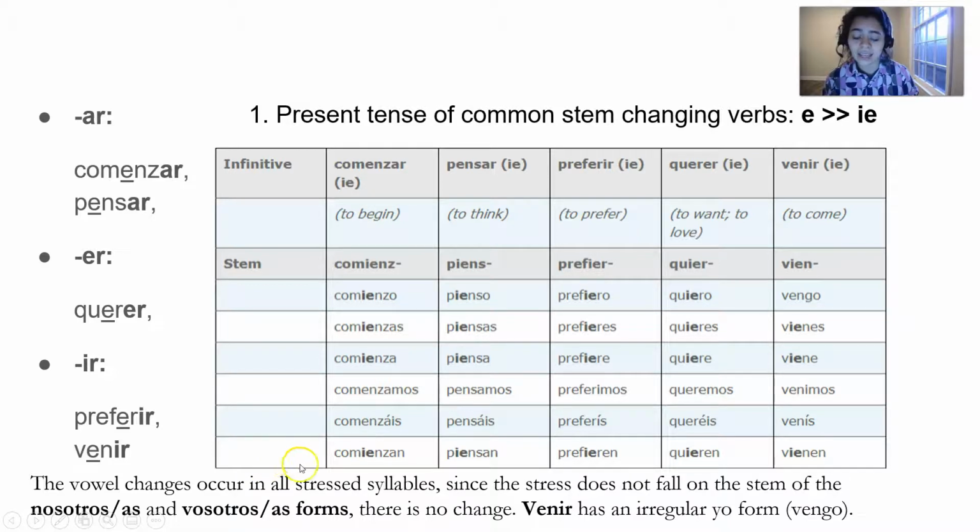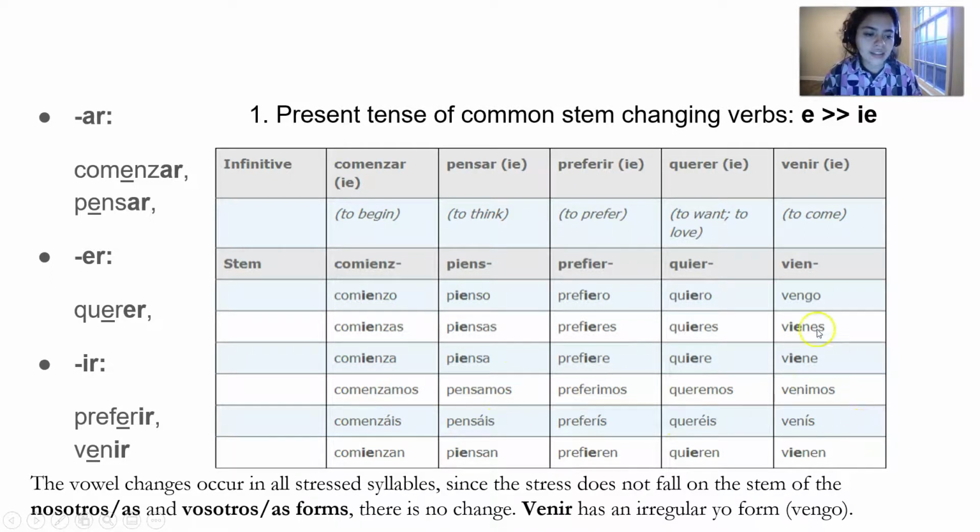Ustedes, ellos y ellas comienzan. So as you can see, the syllable with more stress in the nosotros and vosotros form doesn't fall in the E, it falls in the next syllable. So that's why they don't undergo any stem change. None of these verbs undergo a stem change in the nosotros and vosotros form.